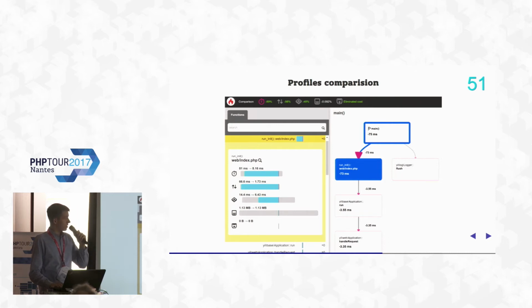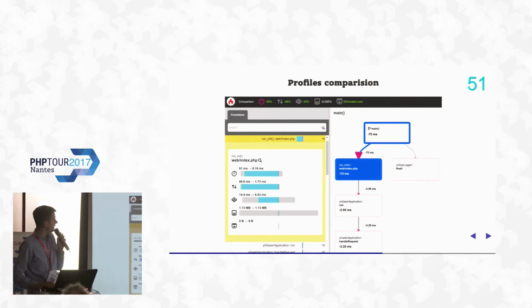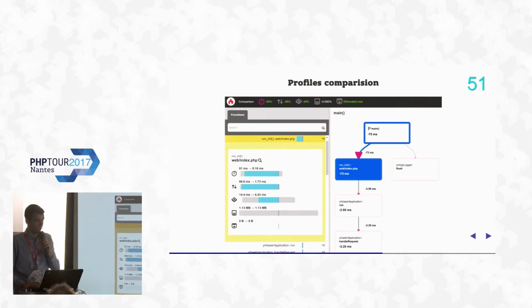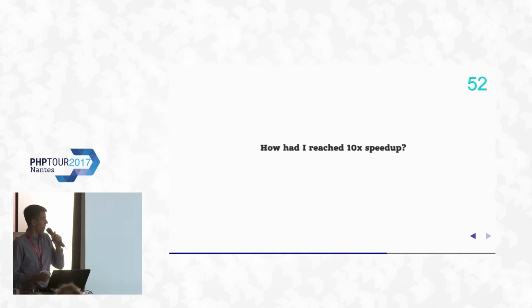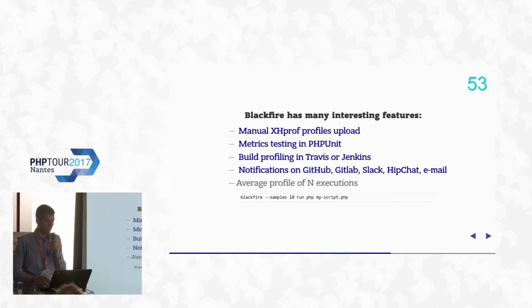Blackfire also supports profile comparison, so you just make two profiles and click compare, and you can see pretty much the same. So here we have a profit of 70 milliseconds, and in percentage, 98% of performance growth. But how did I reach 10x speed up? It's really easy. I disabled XDebug, so don't turn it on in case you don't want to get slow.